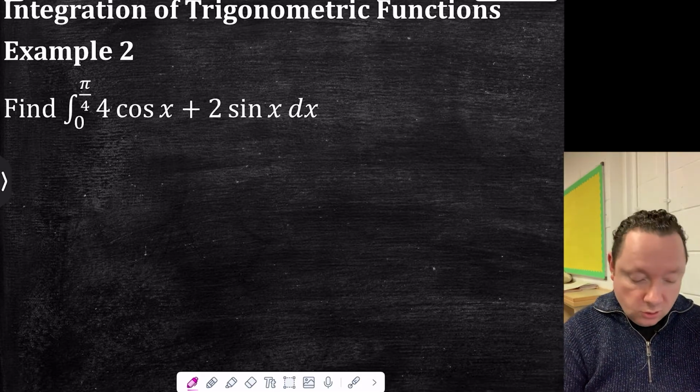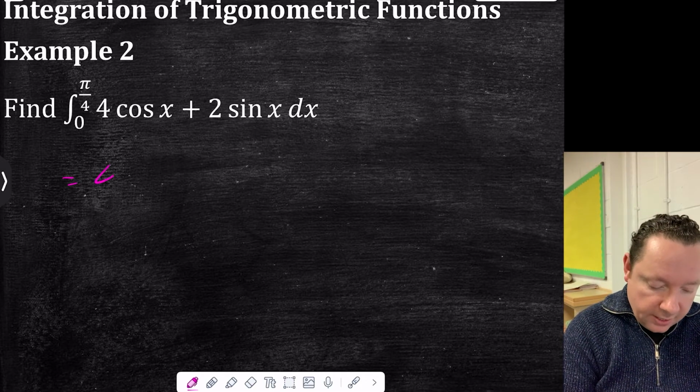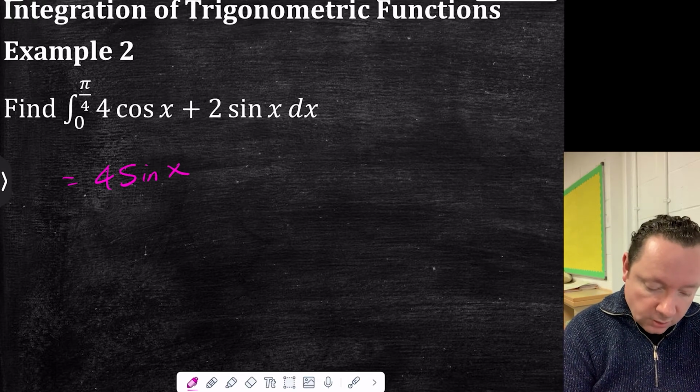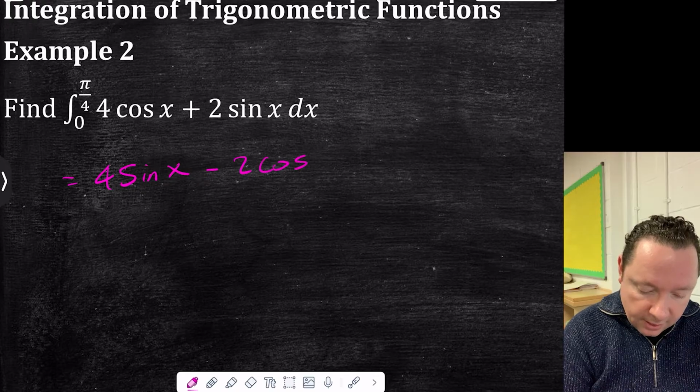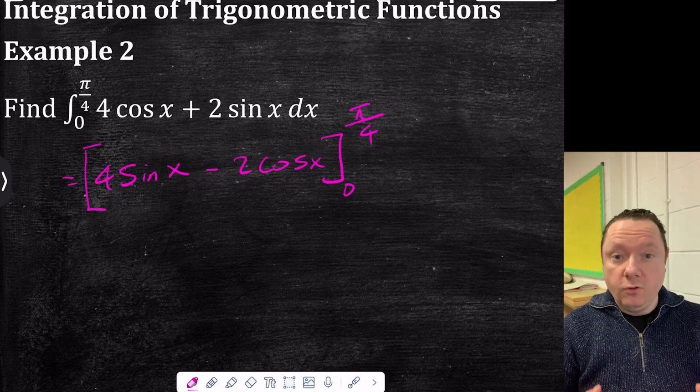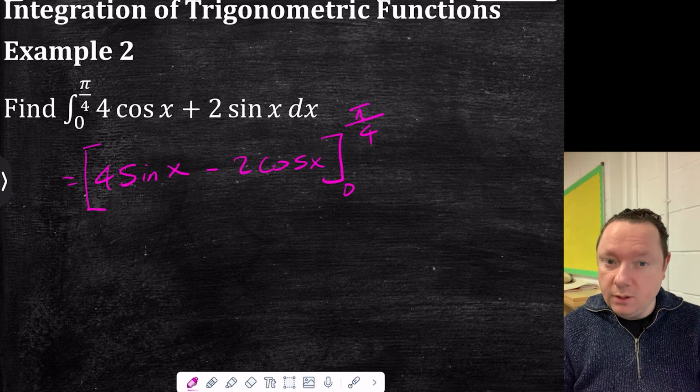So cos, remember, just goes to sine. So that just gives me 4 sin x. And sine goes to minus cos, so minus 2 cos x. And that is between 0 and pi over 4. Now, this could be a calculator question or non-calculator question, but I know pi over 4 is 45 degrees, which is the exact value, so it's probably non-calculator.